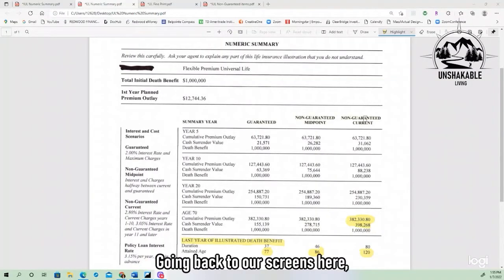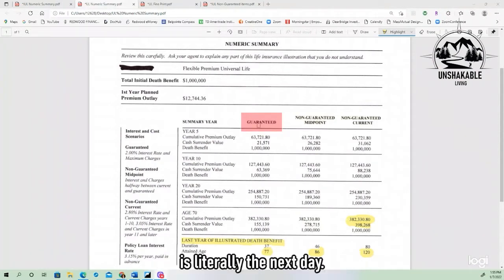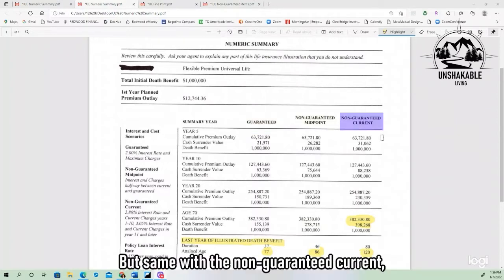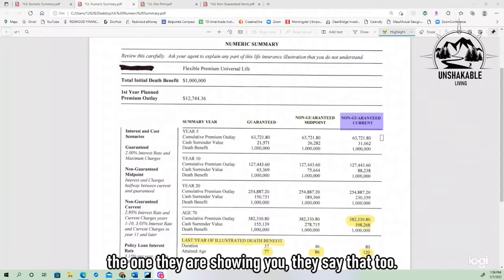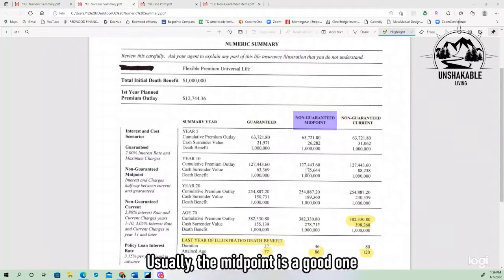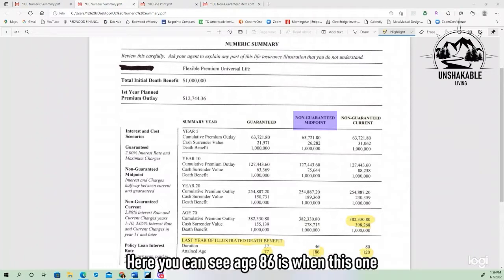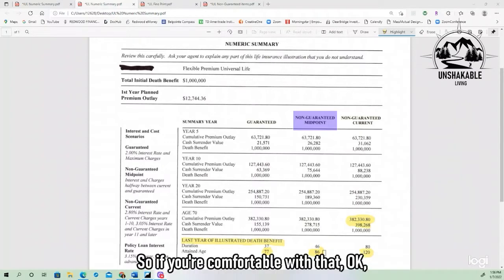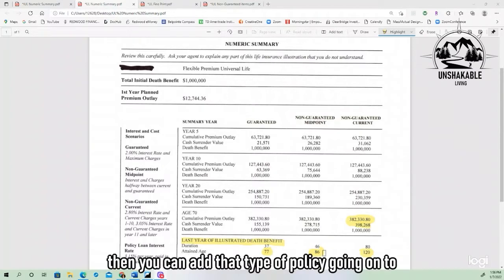Going back to our screens here, usually I tell people never bet on the guaranteed. It's going to do better than that. The only way guaranteed works is literally the next day the company says, hey, we're going to that maximum. So that's the nice thing. It's basically a 99.9% chance you're not going to see that happen. But same with the non-guaranteed current, the one they are showing you. I say that too. Don't expect that to happen. Usually the midpoint is a good one to give yourself that buffer. Here you can see age 86 is when this one would actually be the last year you have a death benefit. So if you're comfortable with that, okay, then you can add that type of policy.